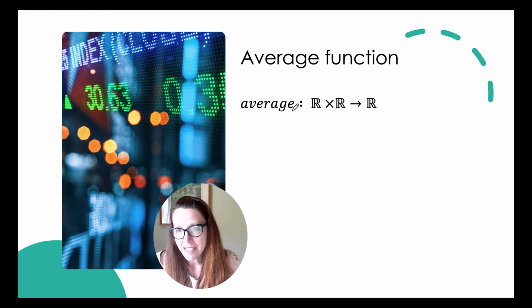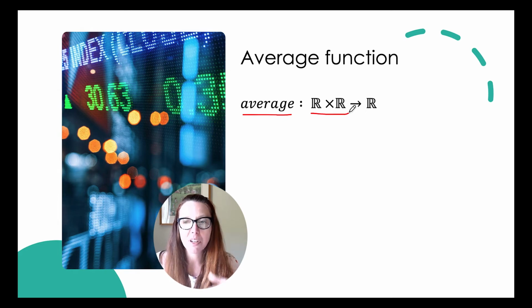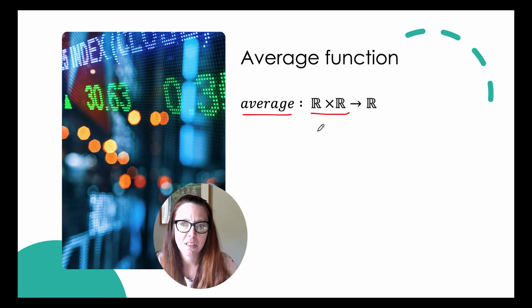So for instance, I have an average function, and it's going to go from reals cross reals, which is the Cartesian plane. I'm going from R squared to R. What that means is I'm going to take in two values, say x and y, but I'm only going to return one. And that one value that I'm returning is going to be the average of x and y.